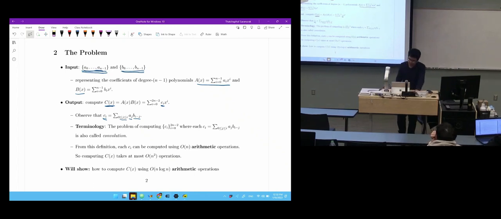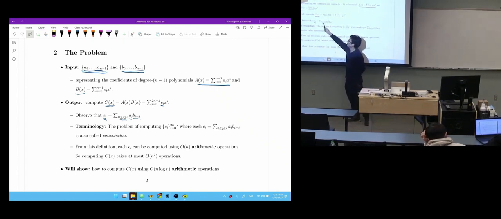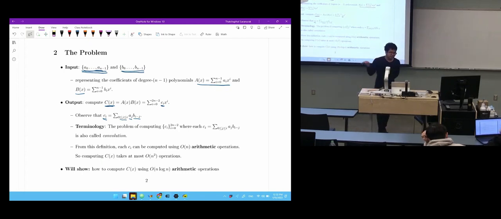Anyway, just from the definition of Ci, you can see that you can compute Ci using O(n) arithmetic operations at most, because it's just a sum of at most n terms. And there are n many Ci that you need to compute. So trivially, you can do it in n squared operations. That's a trivial way to compute polynomial multiplication. But what we're going to show is that you can do it in O(n log n). Question about the problem?